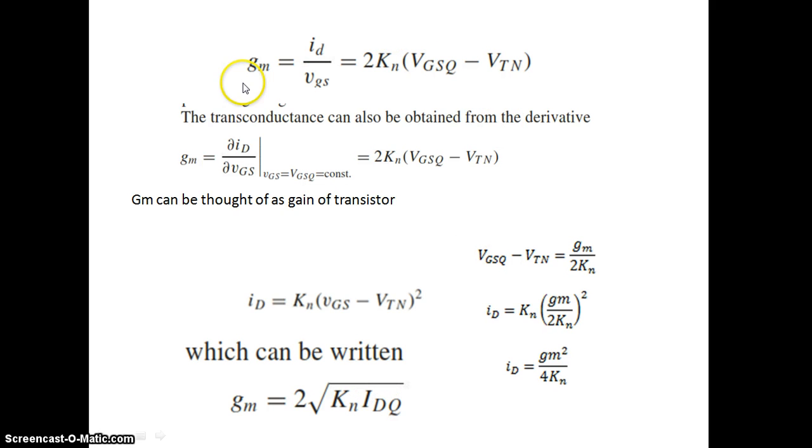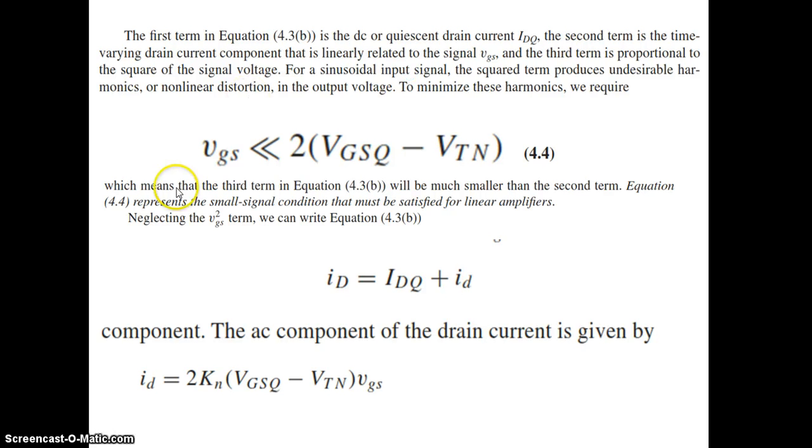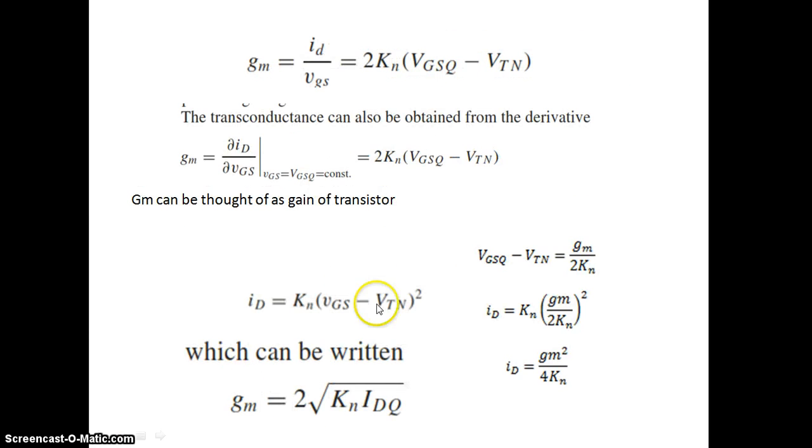Now substitute GM. Transconductance is the ratio of drain current to gate source voltage, which we have previously studied, the slope of ID to VGS. So from this equation, ID by VGS equals 2Kn (VGSQ minus VTN). Okay. Next you substitute VGS. From this we have found GM, so bring the 2Kn below. So VGS minus VTN equals GM by 2Kn. And already we have the expression ID equal to Kn (VGS minus VTN) the whole square.